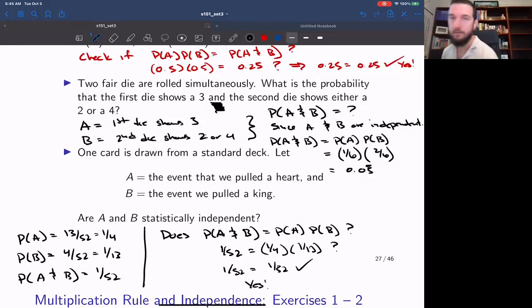So yes. If we draw one card out of a deck, the event that it's a heart and the event that it's a king are actually independent of one another. Again, kind of a mind twister, but we can show using our formula that this is in fact the case.